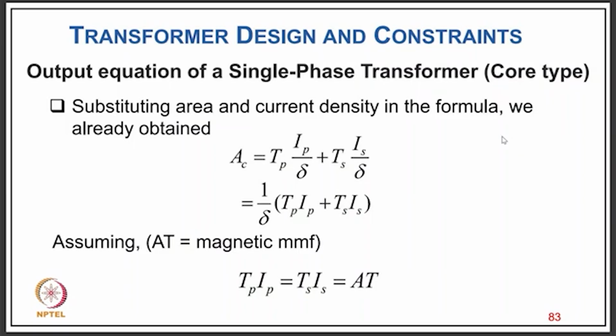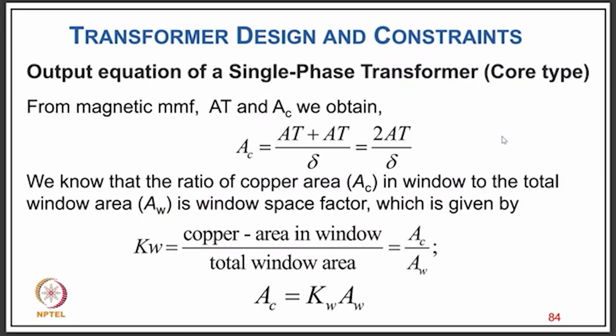So it comes equal to 1 upon delta, that's the current density, in bracket TP IP plus TS IS. Considering AT as the total magnetic flux MMF, TS IS equal to TP IP equal to AT, if we define it. So we can call it from the magnetic circuit AT, and AC can be obtained. So AC can be AT plus AT divided by delta, of course neglecting the magnetizing current here, that is equal to 2AT upon delta.